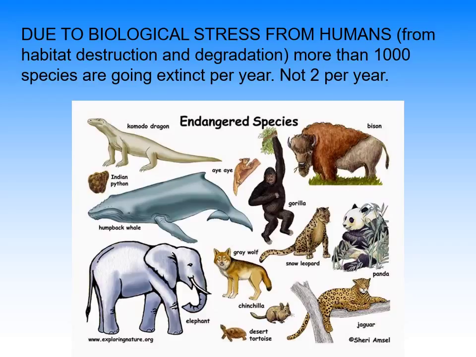Here are some examples of endangered species, many of which have become endangered because of biological stress from humans on their environment. But the good news is human intervention is now trying to bring their environments back to them and put them into rehabilitation centers with other species of their kind to help save them from extinction. And we want to save them from extinction because we know that they're part of the big picture of biodiversity.